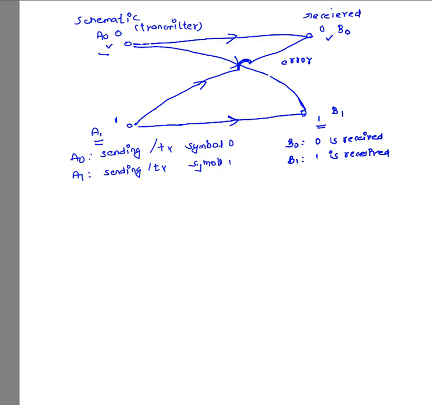So here these two straight lines, top and bottom, are the correct probabilities, and the other two crossed lines between the straight lines are indicating the error events. So these two are the error events, and the top and bottom lines are indicating the correct probabilities.